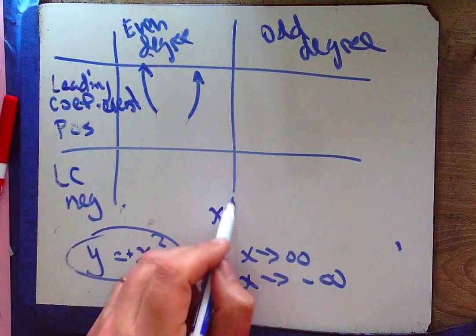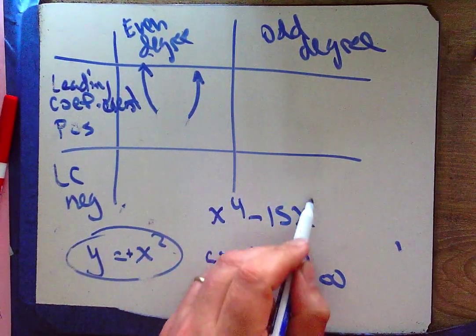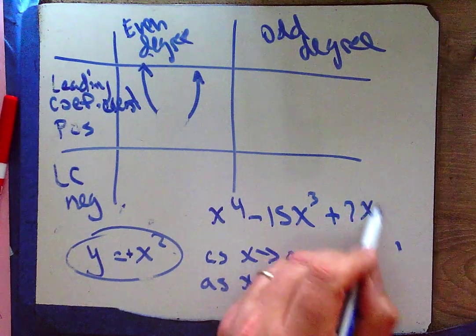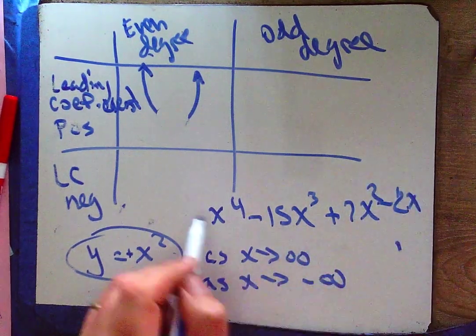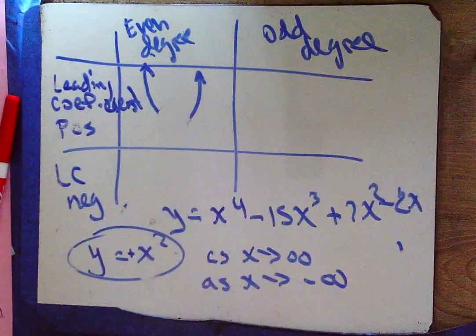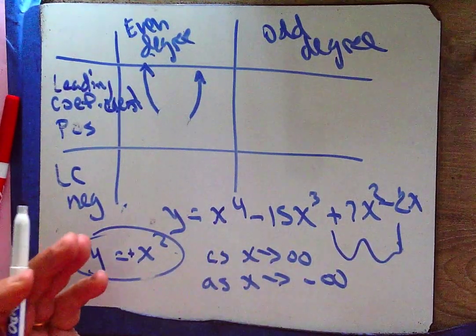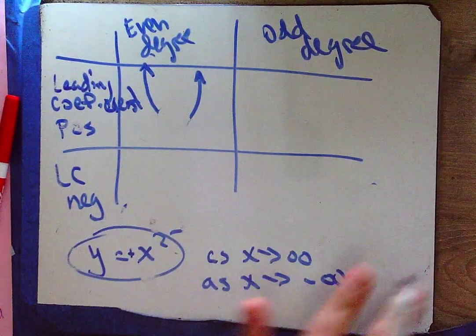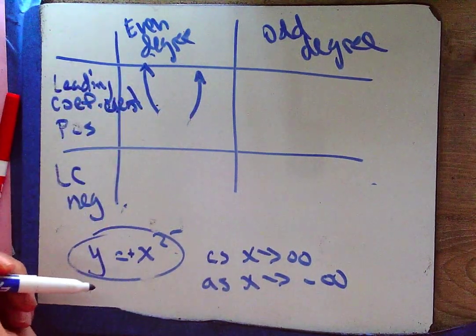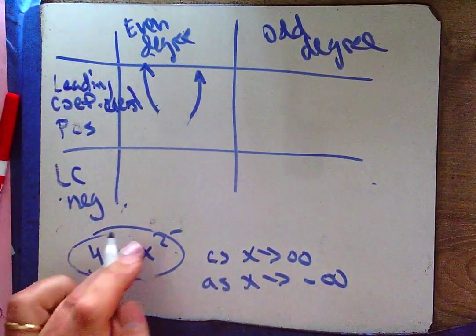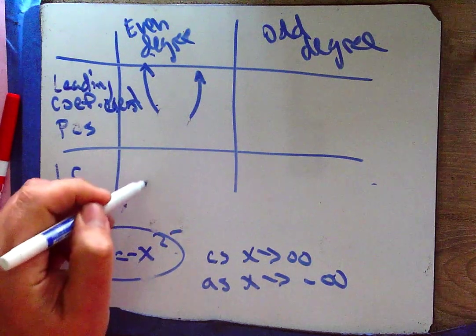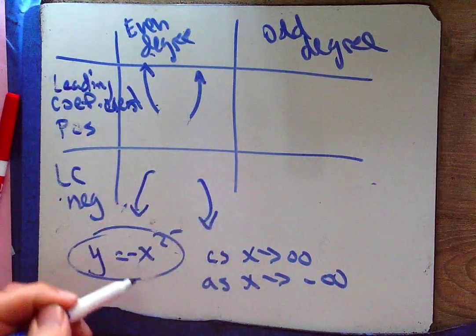But if I had x to the 4th minus 15x to the 3rd plus 7x squared minus 2x, yeah, I don't know. I imagine it's doing something like that. But I don't know, right? So all I can say is both ends go up. Now, if I have a negative in front of this, well, then we know both ends go down.